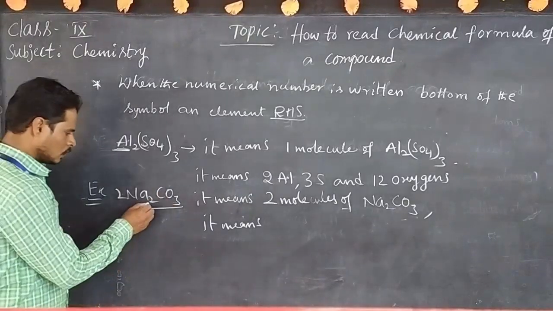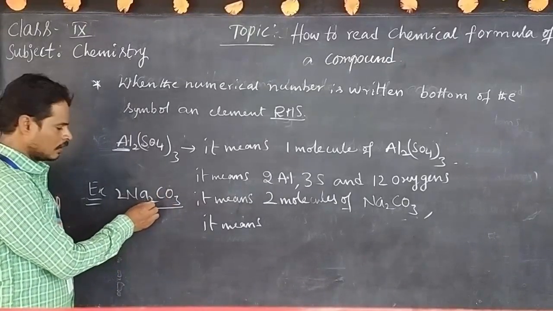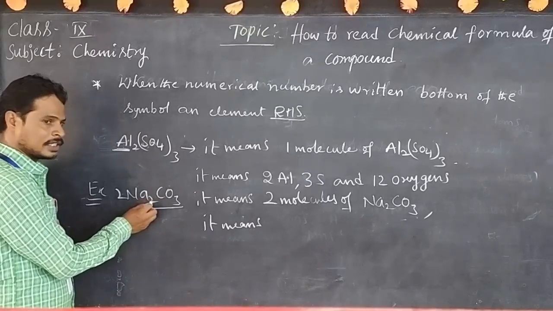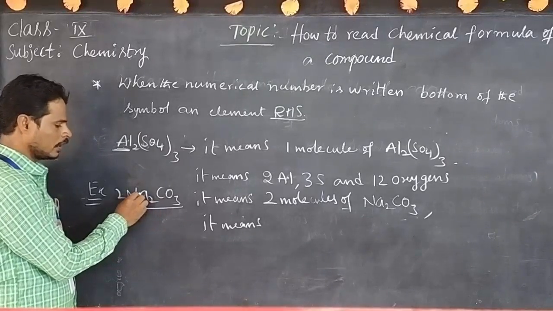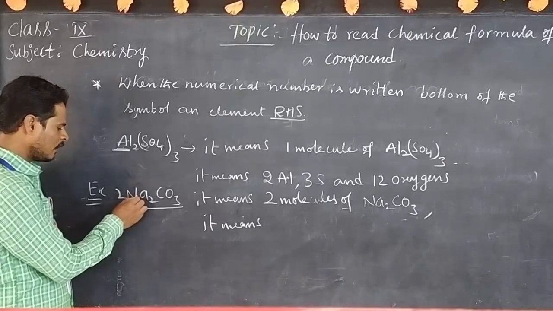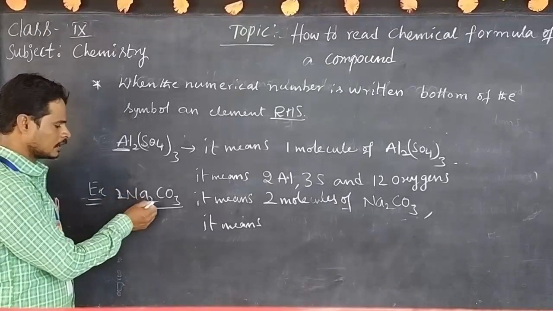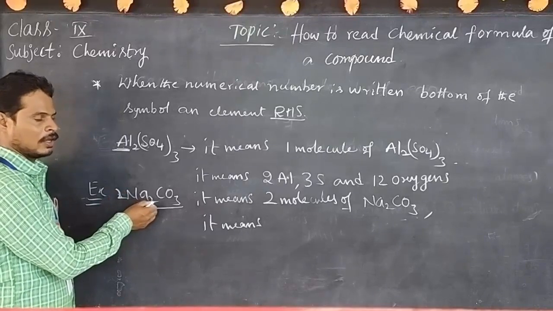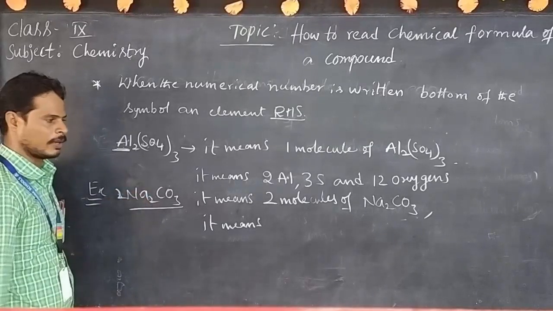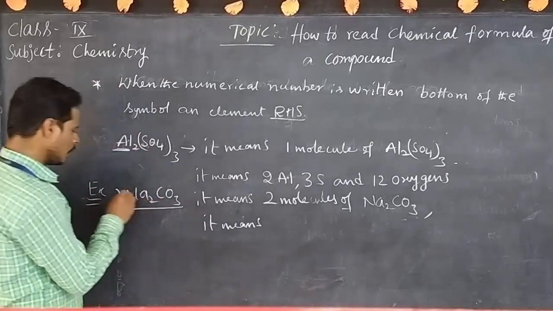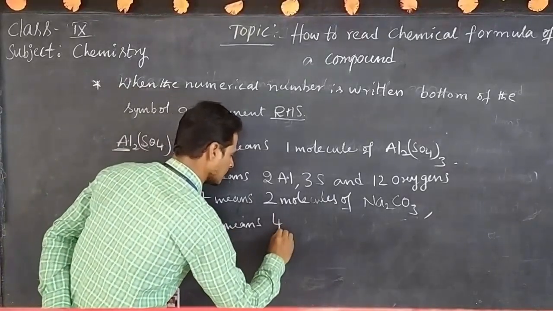Here beside sodium, how much number is there? Here, on the right side, 2 is there. This number tells about the sodium atoms. But in front of sodium, how much number is there? 2. The coefficient number and subscript number are multiplied, and we get the total number of sodium atoms. So 2 into 2, 4 sodium atoms.